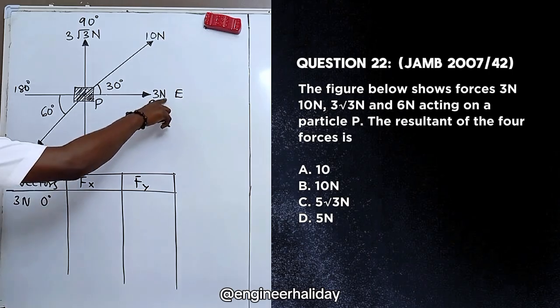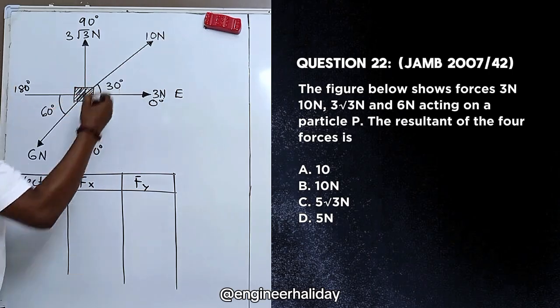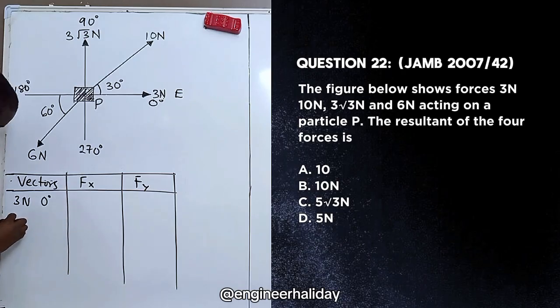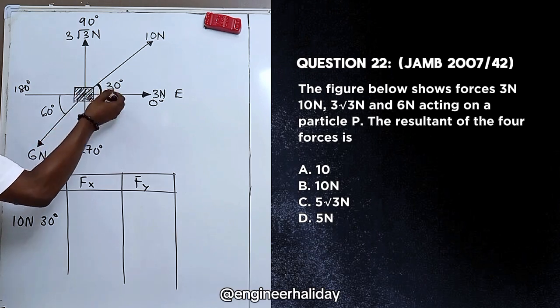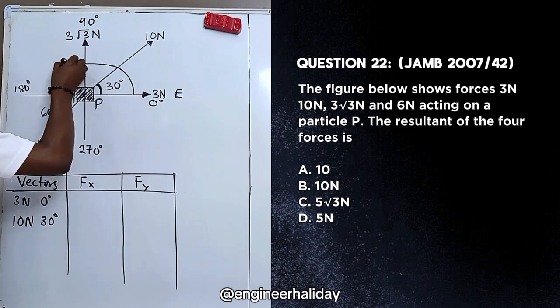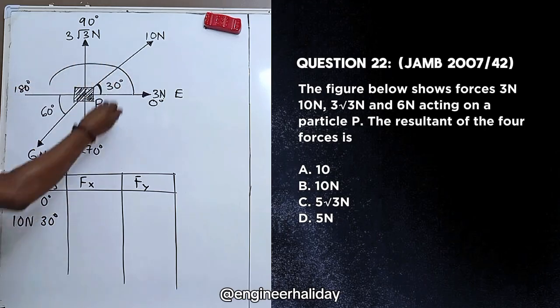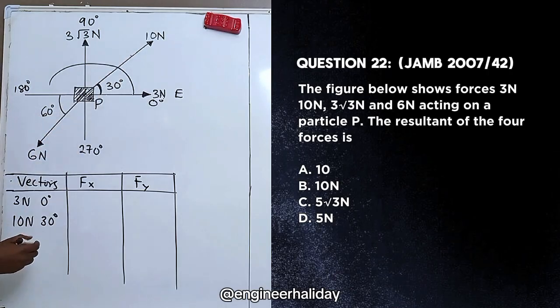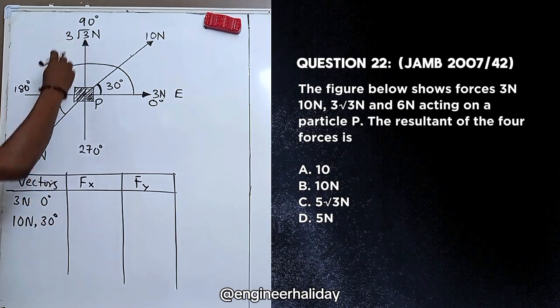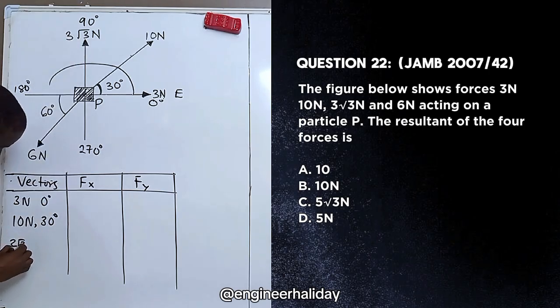Now let us work. This one is 3 Newton, 0 degree. Then this one is 10 Newton, 30 degree, because it's inclined to the horizontal. Our measurement of angle will always be from the east, anti-clockwise, to any vector. So this is 10 Newton, 30 degree. Then this one will be 3 root 3 Newton, 90 degree, because it's in the north direction.